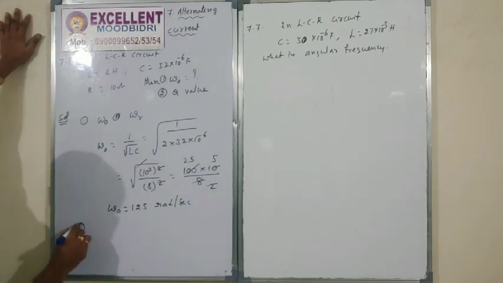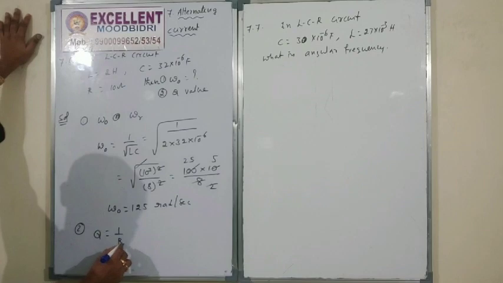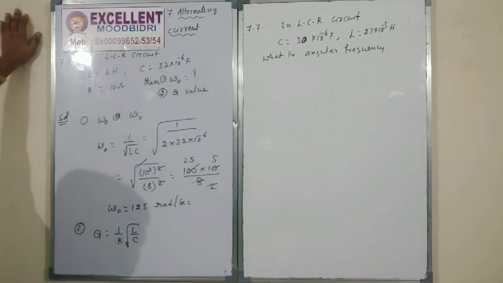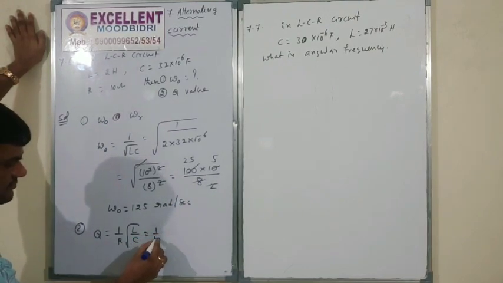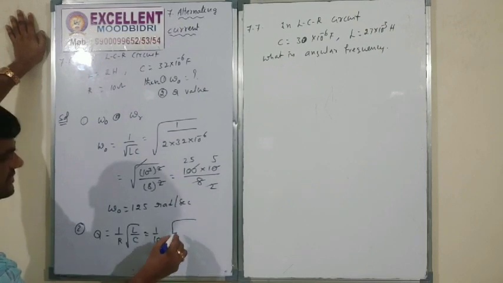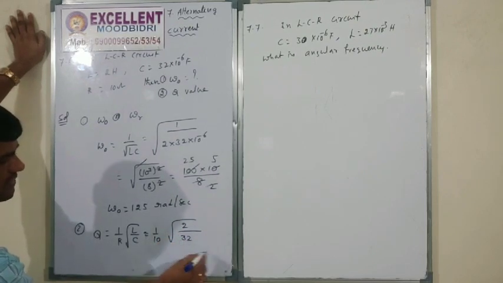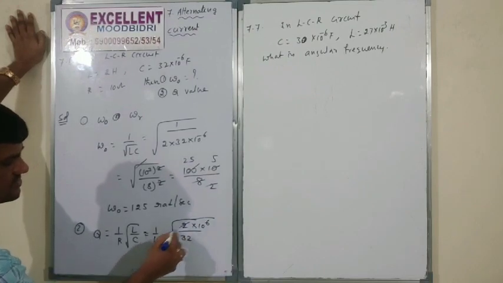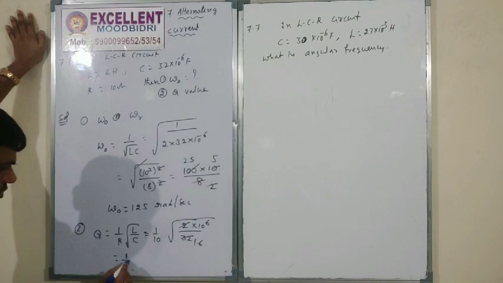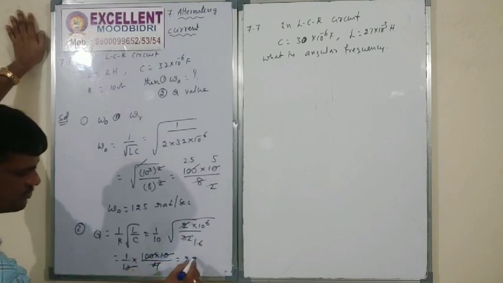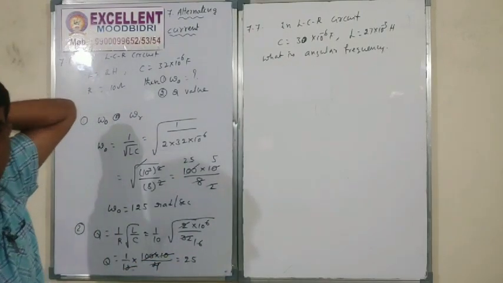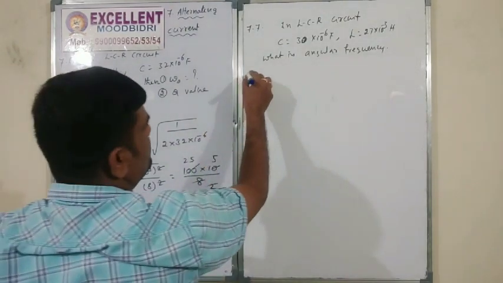So second question, Q value. Q is equal to 1 by R root over L by C, right? Therefore 1 by R, R value is 10, so 1 by 10. Root over L value 2, into 32, transfer to numerator 10 power 6 will come. So 2 16s, therefore 1 by 10 into 1000 divided by 4. So it gets cancelled, and the answer is 25, no units, just 25. Some people will write units; if you write units, that is the wrong answer.